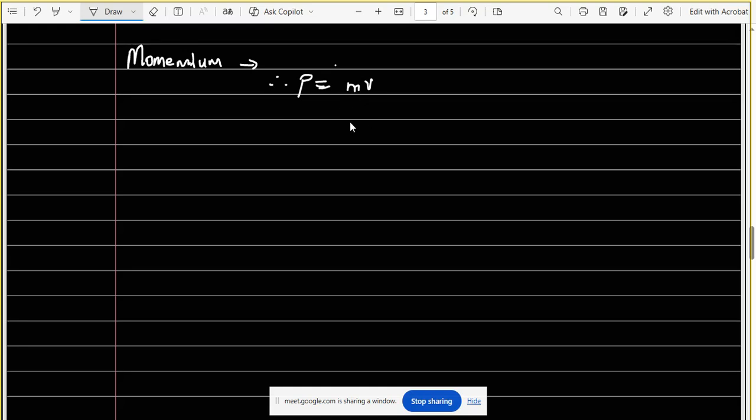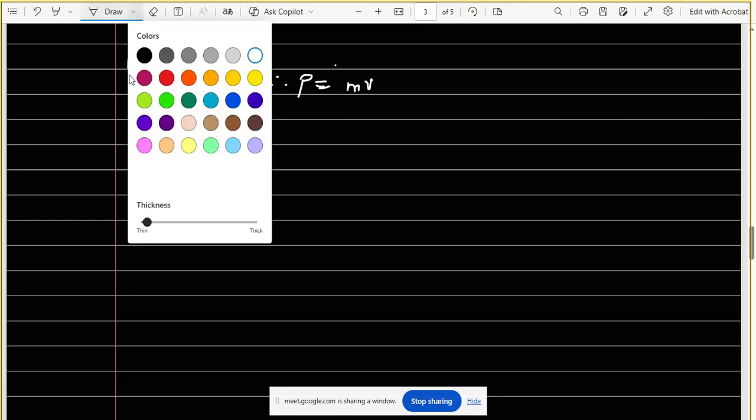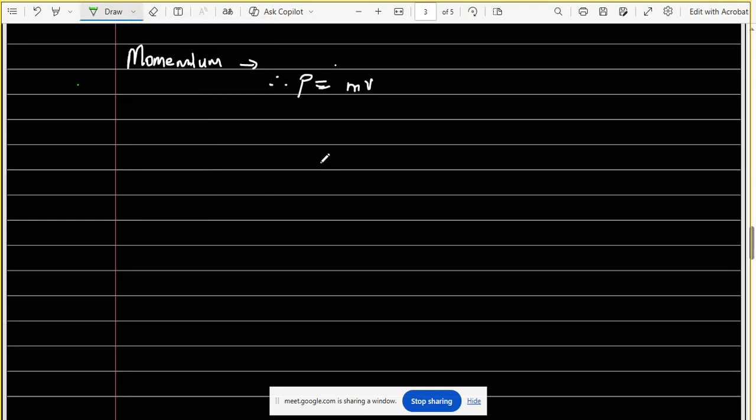Right. So in this formula, P is your momentum, this is the mass of the object, and this will be the velocity.